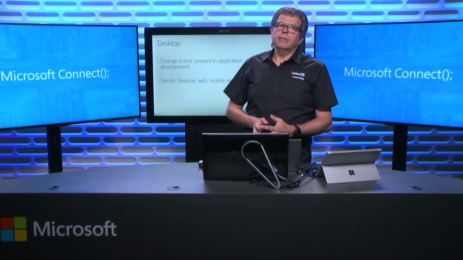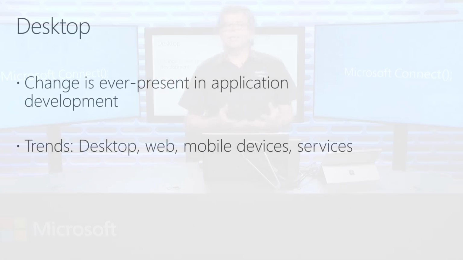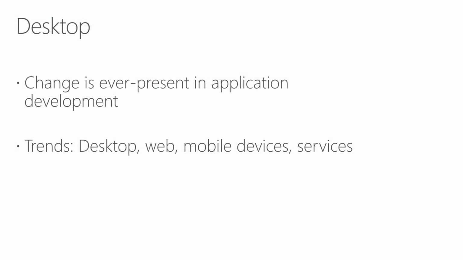When you're doing desktop development, change is ever present in your application development. Trends come and go over the years and decades, but these are some of the major trends that you typically see. There's desktop development, web development, mobile device development, and some sort of services. If you have an existing desktop application, you have to decide if you're going to do something new with it, whether you're going to stay in desktop, whether you're going to move to web, whether you do a mobile-only application, or whether you can do a hybrid. So these are things to consider.